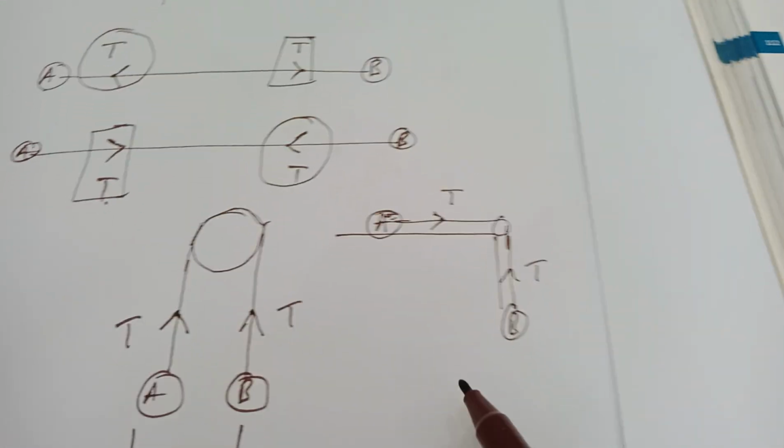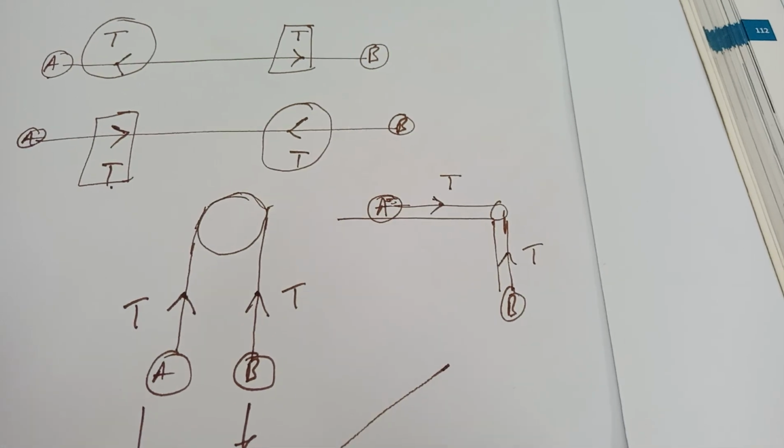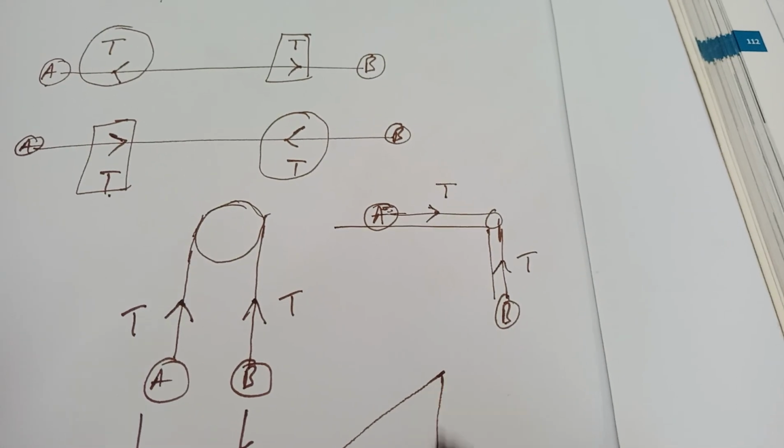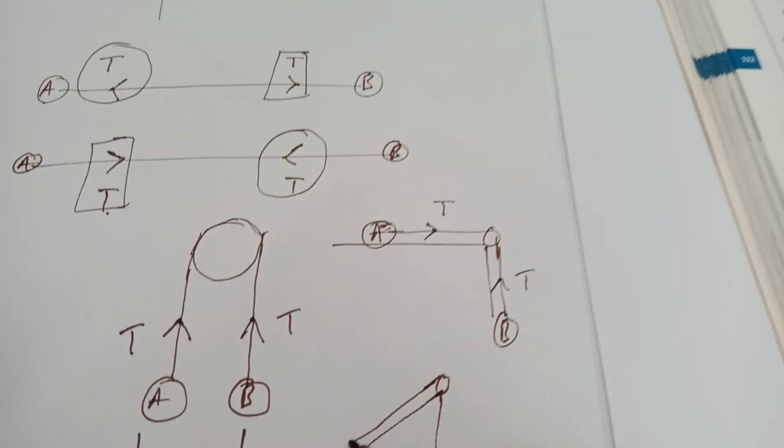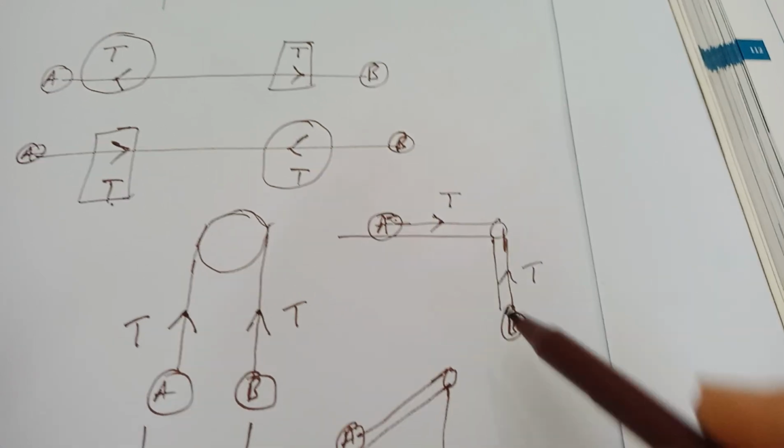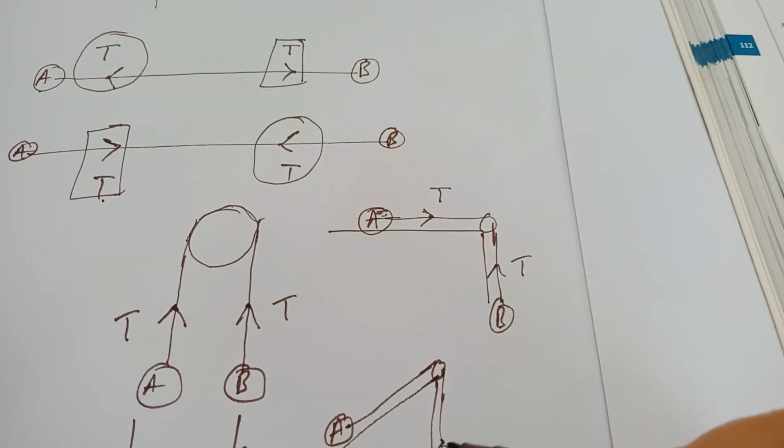And if I can show you in another case, for example, here is the pulley over here, and this particle is A over here, and here is the particle B.